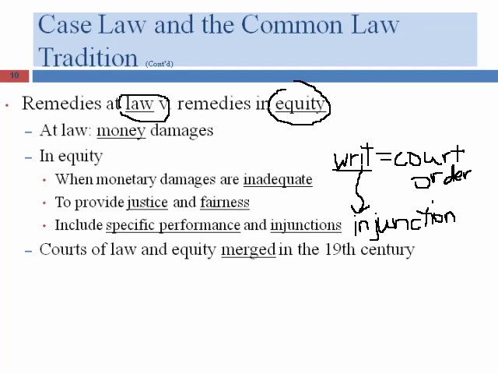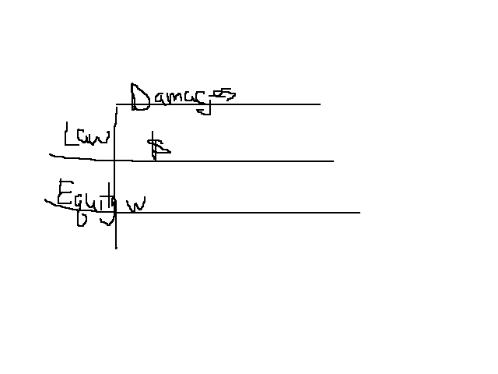Courts at equity apply a different standard than courts at law. We think about courts at law applying pretty rigid standards. Let me actually do this on a board. So let's think about this as a court at law, and this is a court at equity. One of the differences is damages. As I said before, law gives money and equity gets writs, some kind of injunction, something other than money.